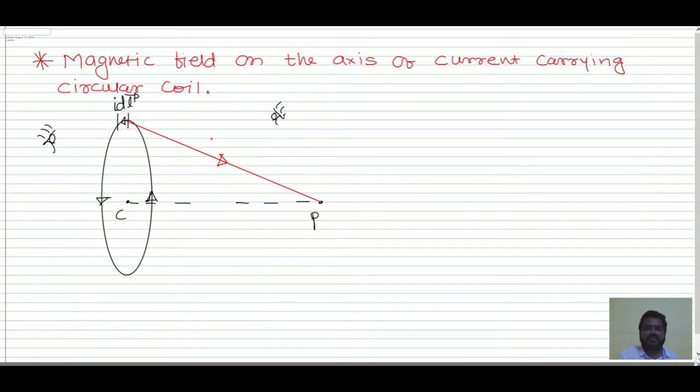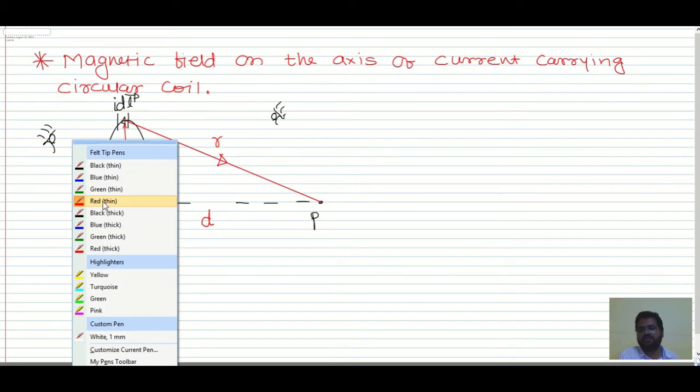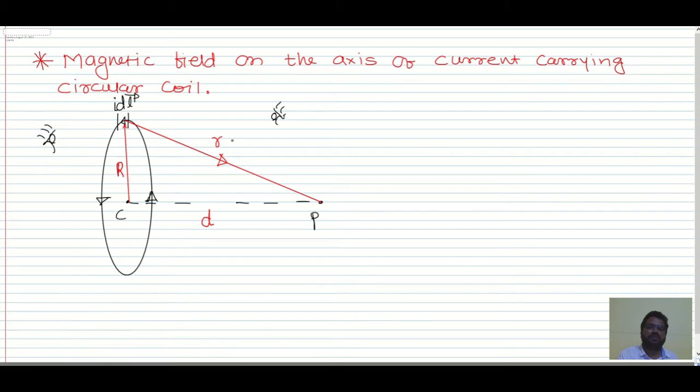So this position vector of dl at point P is, let us consider, r. What is the radius of this circular coil? Let us consider the radius is capital R. The distance from center to point P is d. Now as you can see, r is equal to root of R squared plus d squared. This is perpendicular, and we have R squared plus d squared.